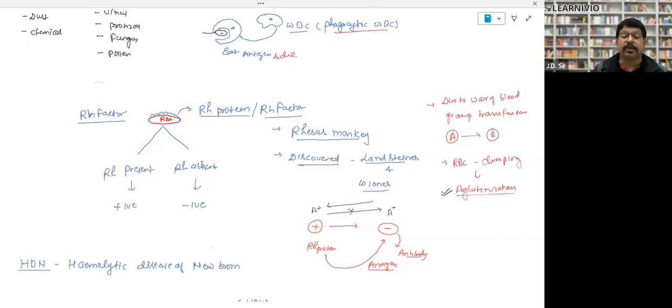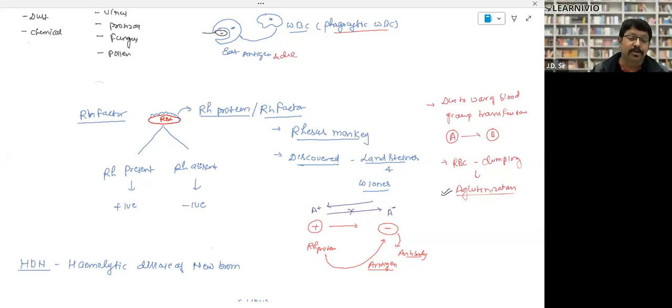The second thing, what is the positive and negative? Every RBC has a covering of protein around it. This protein is called RH protein or RH factor. It had been discovered in a monkey called rhesus monkey, so that's why we call it RH protein. RH means rhesus. It was discovered by Landsteiner and Wiener. So Landsteiner and Wiener discovered this blood group, positive and negative blood group.